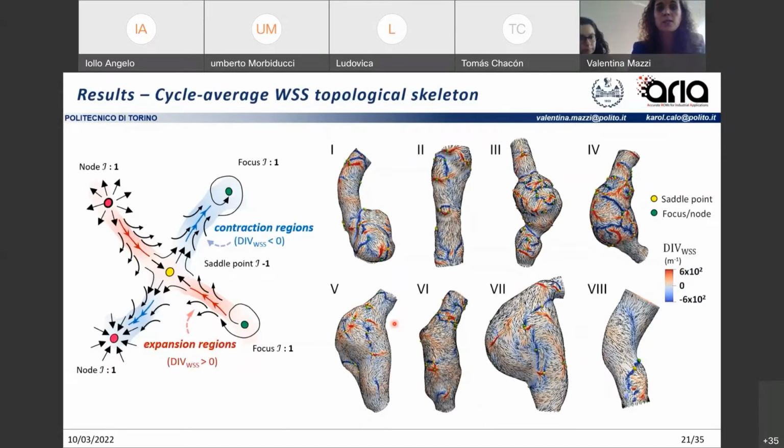So, going to results, first we applied the wall shear stress divergence-based method to the cycle-average wall shear stress vector to identify the main integral features. We can observe the presence of a contraction region at the proximal part of the neck where the flow enters, and expansion regions in the rest of the model.